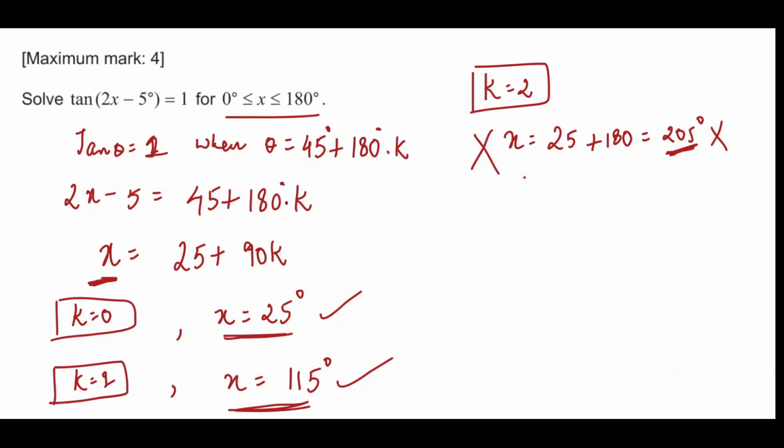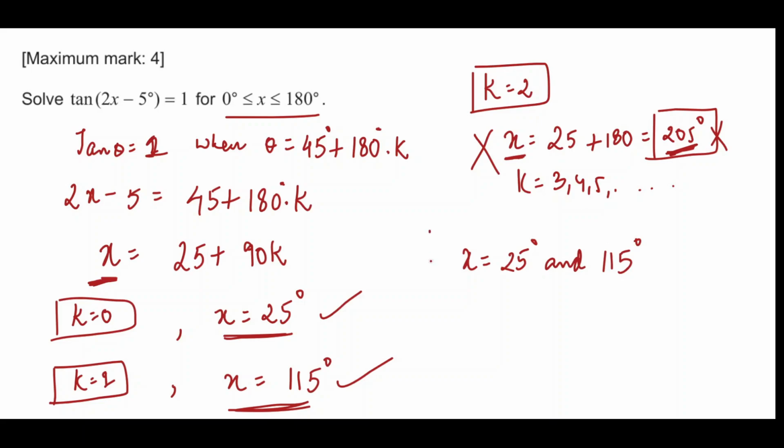So we will stop here because for values of k as 3, 4, 5 and so on, the values of x will obviously be greater than 205, which exceeds our range. So what is the final answer? What will be the values of x that we are going to get as our answer? The value of x will be 25 degrees and 115 degrees. So these will be our final answer.